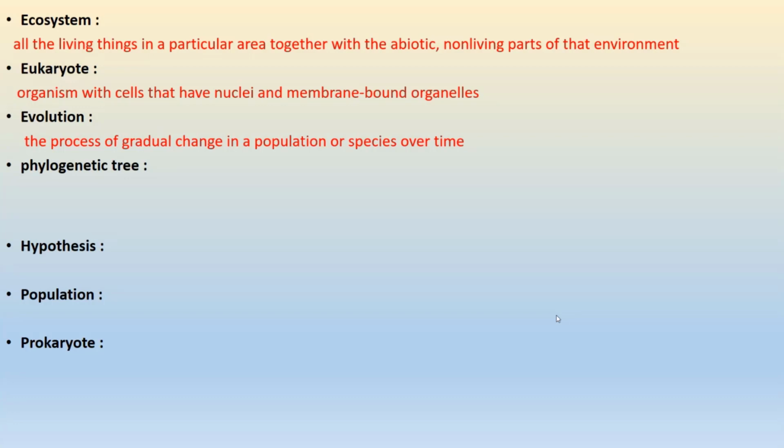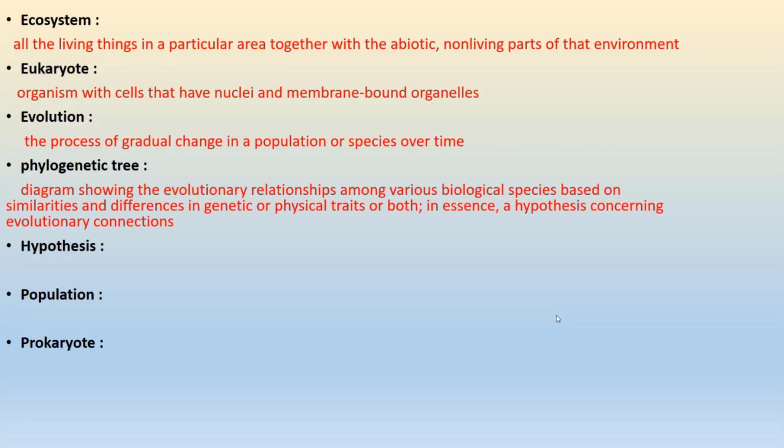Yes. Okay. Somebody said it's a diagram that shows the lines of evolutionary descent of different species. A diagram with branches that shows the evolution of different species over time. You are both 100% right. Thank you for that. Basically, this is a diagram showing evolutionary relationships, that's a key word there, among various biological species based on their similarities and differences in genetic or physical traits, or both. In an instance, it's a hypothesis concerning evolutionary connections, how or where we come from. But yes, the answers I see in the chat box are the same thing that we just indicated in the answer on the screen.